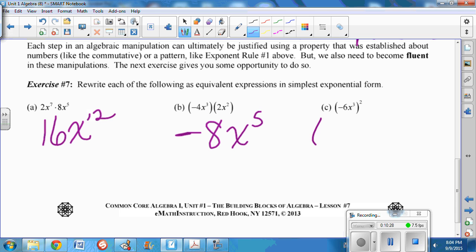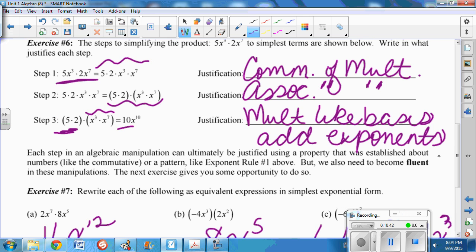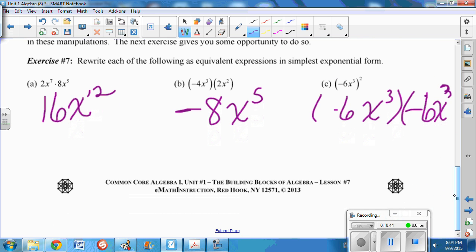And this last one, I'm going to write it out twice. And then I'm going to use my new rule. Holy cow. Today is not my day with this stylus. So, negative 6 times negative 6, 36. Like base is x to the 3rd times x to the 3rd gives you x to the 6th. And we're done. 11 minutes flat.